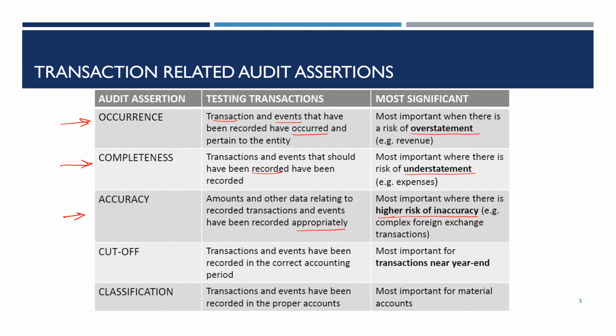When testing for cutoff, an auditor searches for evidence that transactions have been recorded in the correct accounting period. This assertion is important for transactions occurring close to year end. For example, a client may record a sale before year end, whereas it has occurred after year end. When testing for classification, an auditor ensures that transactions and events have been recorded in the proper account. This assertion is important for material accounts.